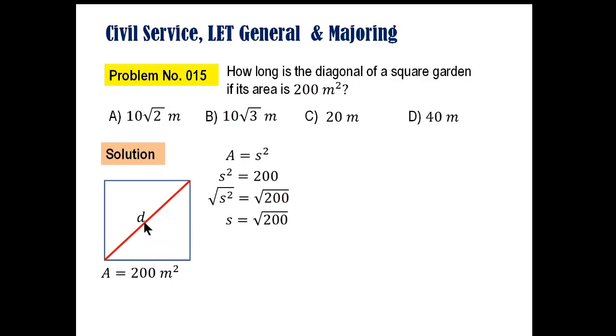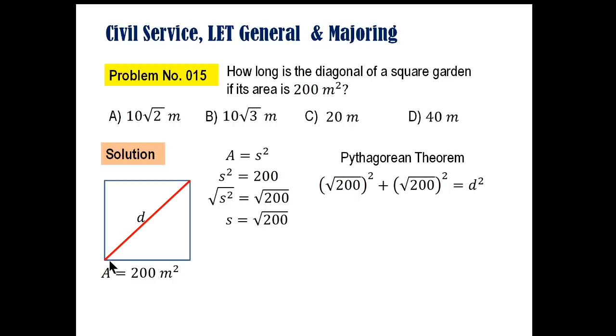To solve for D, we are going to use the Pythagorean Theorem. We take the sum of the squares of two sides. One side is the square root of 200. Since this is a square, we know that all sides are congruent. So the square root of 200 squared plus the square root of 200 squared is equal to D squared. We do not know the value of D. So the square root of 200 squared is 200.